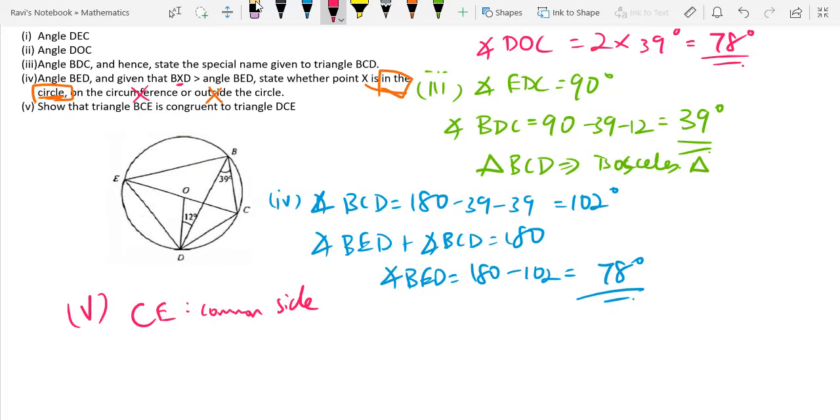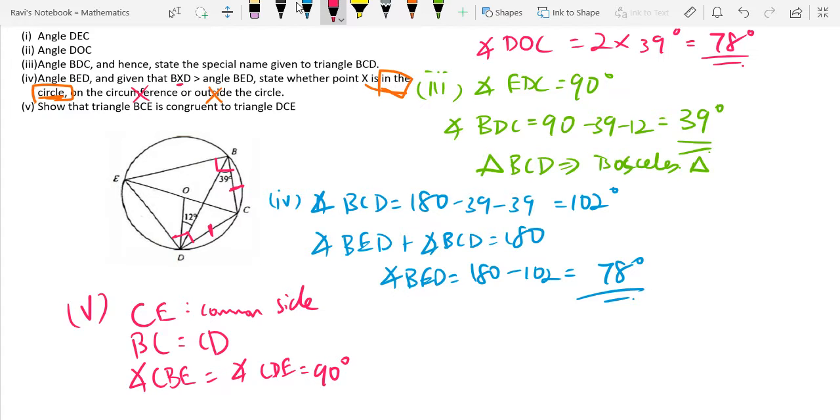And what else do you see? For both these triangles, BCD being isosceles means that this side and this side are also the same. So BC equals CD, because it's an isosceles triangle. And finally, since EC is a diameter, both these angles, angle B and angle D, are the same at 90 degrees. So you have another common angle, where angle CBE is equal to angle CDE, which is equal to 90 degrees.